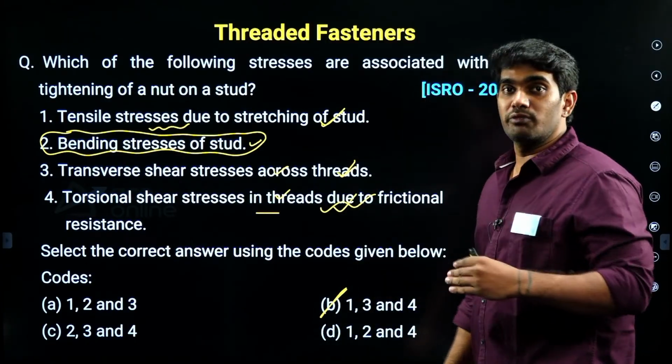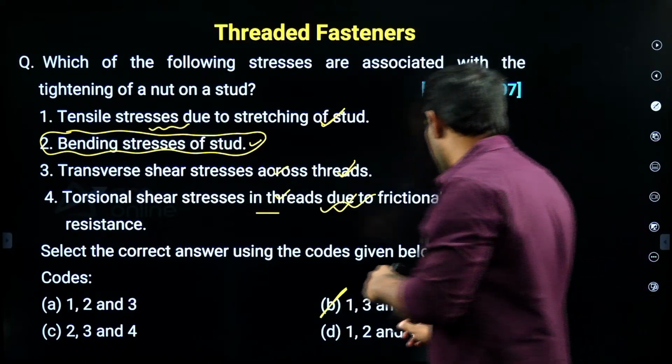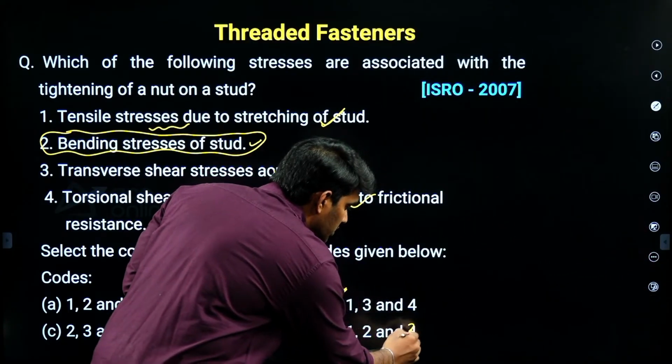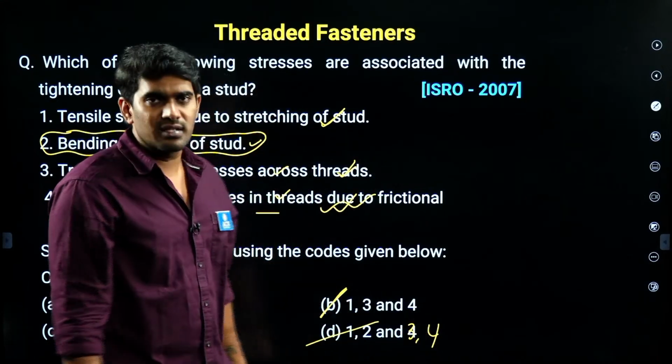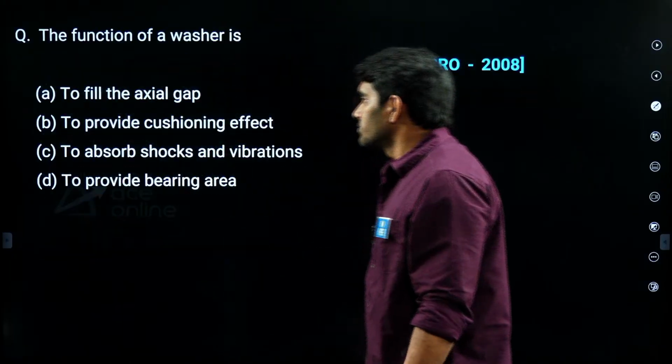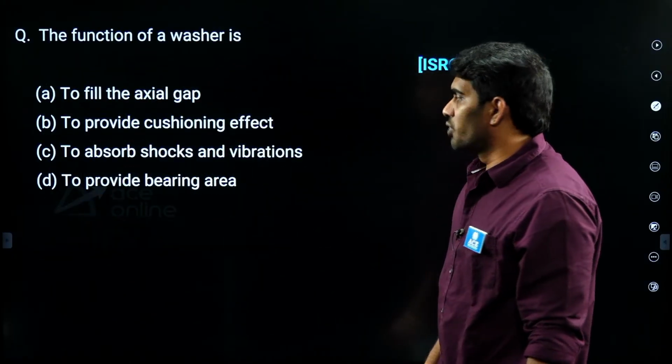If 1, 2, 3, 4 is also given, so in place of D, if it is given as 1, 2, 3, 4, I'll pick option D. As it is not given, I'm choosing the answer as B here. That's it. Now, the function of washer.